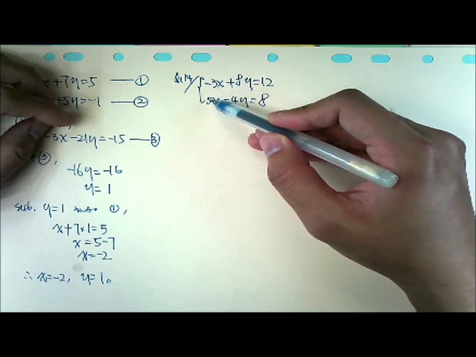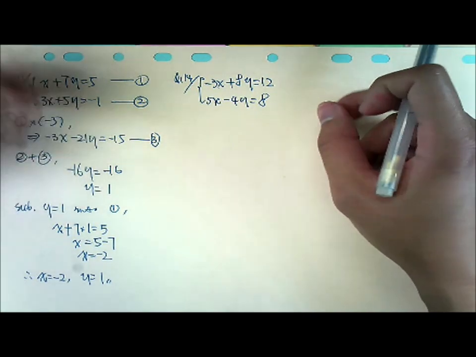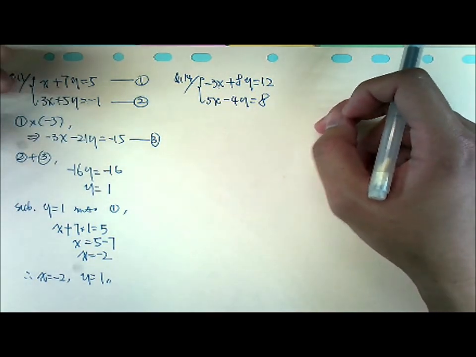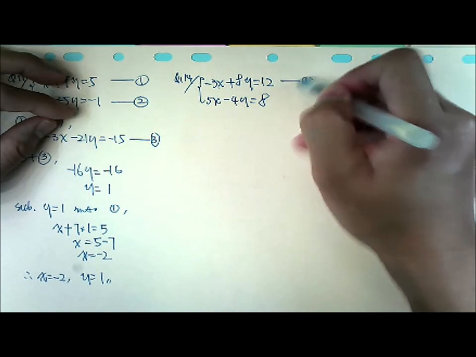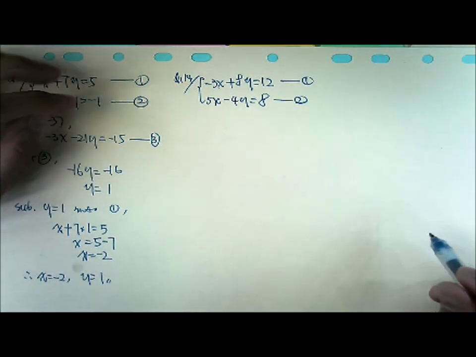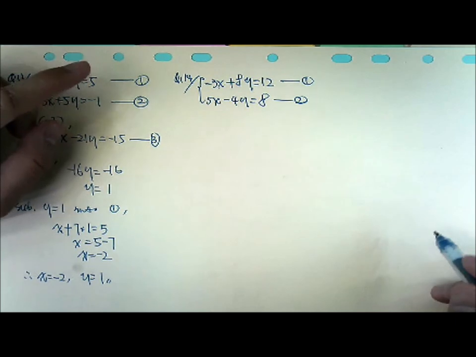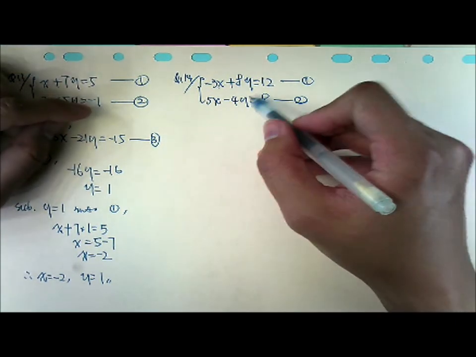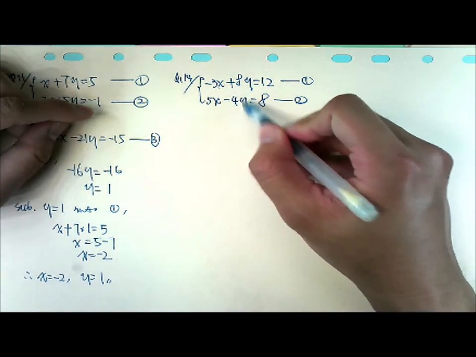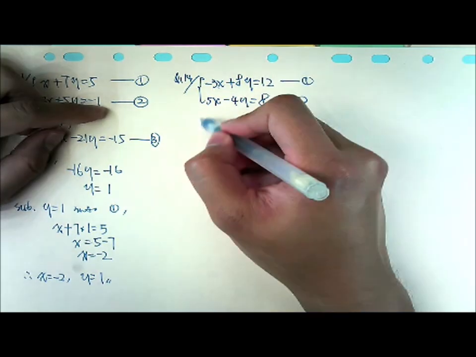Then you have to multiply both equations by something. You have to do a lot of work. So we don't do that. We don't eliminate x, but we eliminate y. Understand? So this time you just change this 4 to an 8.